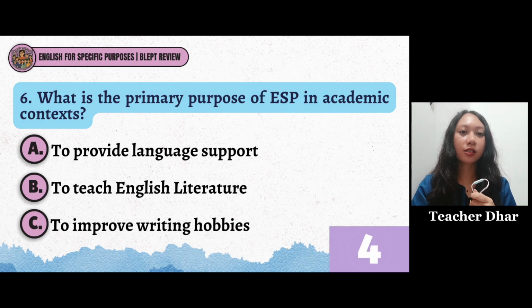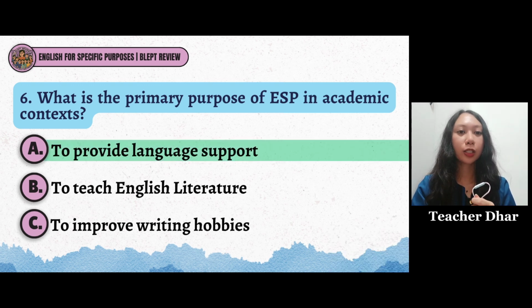Okay, and if your answer is letter B or C, you are incorrect because the correct answer is letter A, to provide language support. Because in academic contexts, the primary purpose of ESP is to provide language support to students, researchers, or academics who need to read and understand specialized texts and research articles, and also write papers, reports, and theses in their field, and so on.